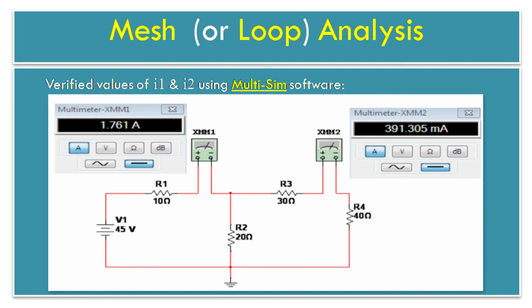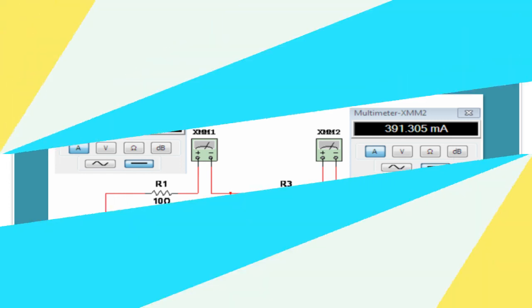Here we have verified our previously calculated results using Multisim software, which also gives the same values of mesh currents I1 and I2 as 1.761 ampere and 391.305 milliampere, which is equivalent to 0.391 ampere. Hence, we have verified the same using Multisim software.